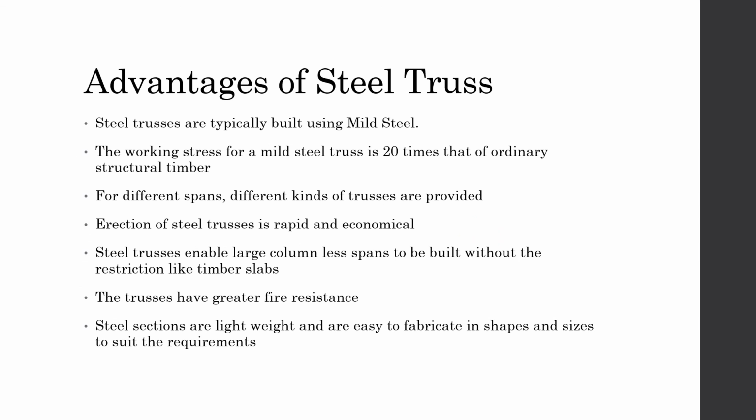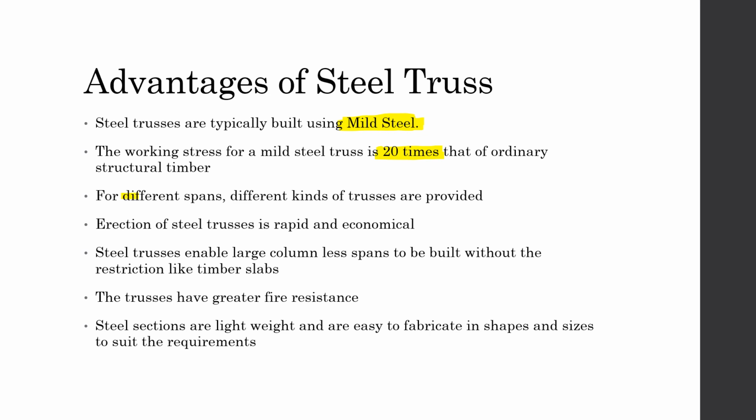Now, the advantages of steel trusses are that trusses are usually built with mild steel. As in the previous video, we have discussed what the good thing about mild steel is and why using mild steel is so convenient. Then the working stress for a mild steel truss is 20 times that of an ordinary structural timber truss. So the material is stronger, it is more durable, it needs less maintenance, and the weight that it can carry is 20 times more. The working stress is 20 times more than that of timber.